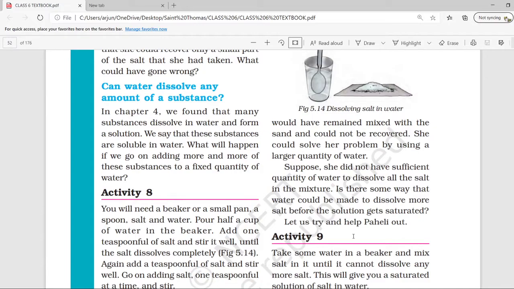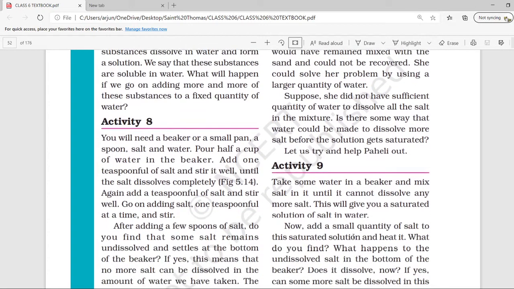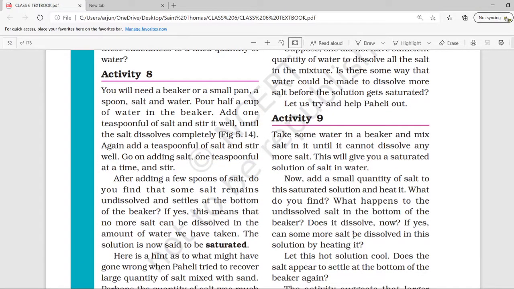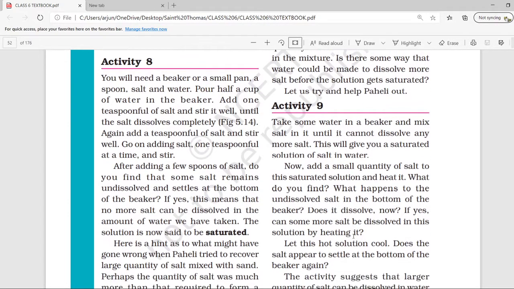In the previous lecture we saw this question from Paheli, and by activity 8 we can answer it: the water becomes saturated and the salt remains with the sand, which Paheli could not recover. Now, is there any method which can be used to separate that salt and sand? Let's see. Just keep in mind from activity number 8 that we know what saturated means.